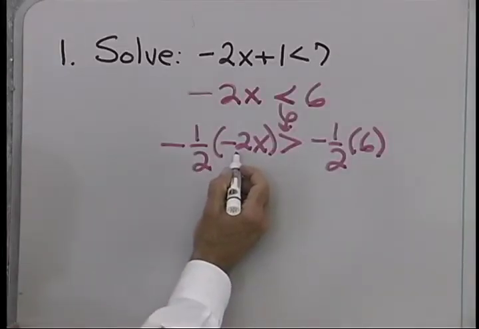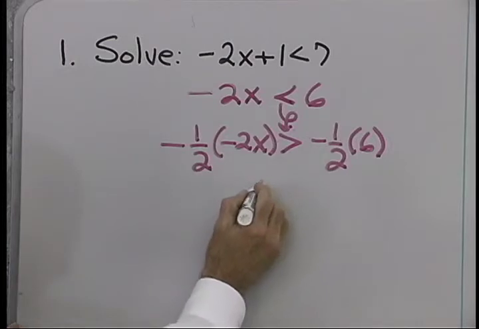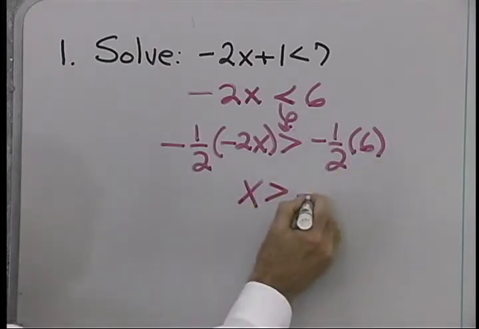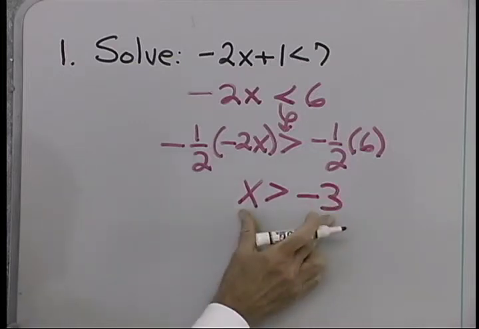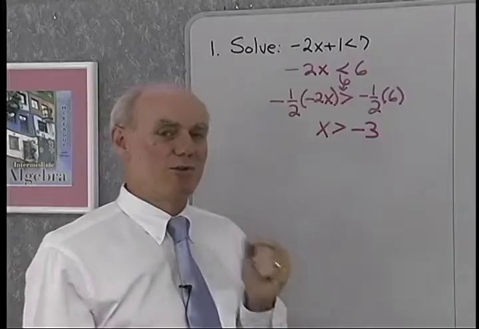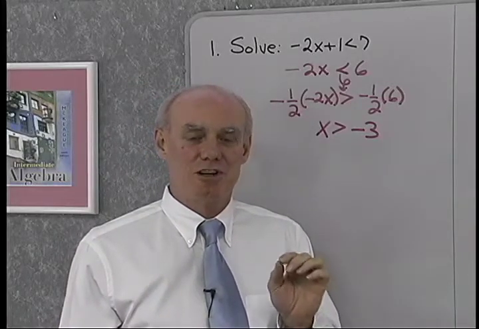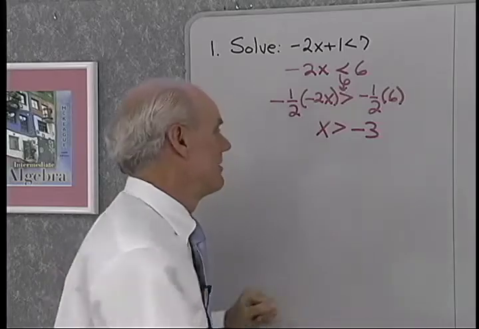Negative 1/2 times negative 2 is 1, times x is just x, greater than negative 1/2 times 6 is negative 3. Now here's my solution, x is greater than negative 3. The next thing I want to do is graph this solution. So what I'm going to do is get a visual representation of the solution to this inequality.